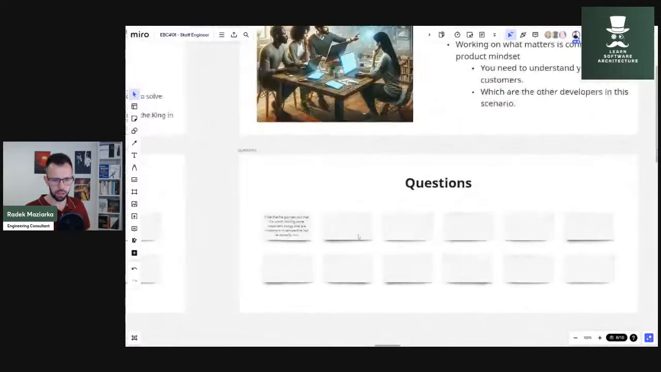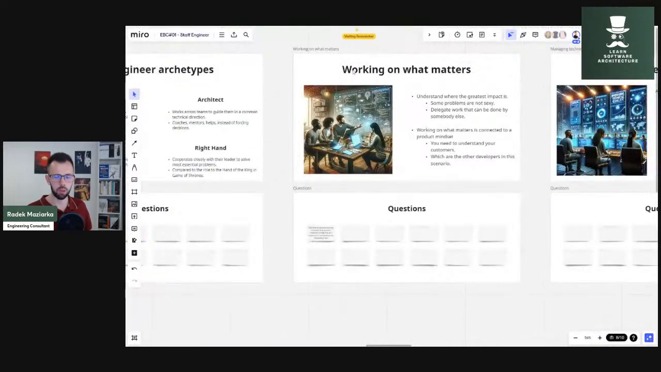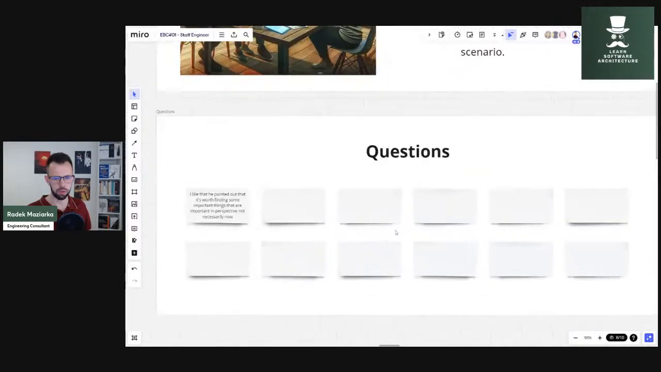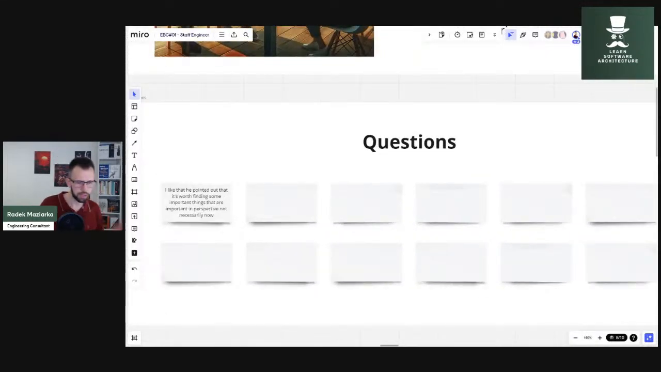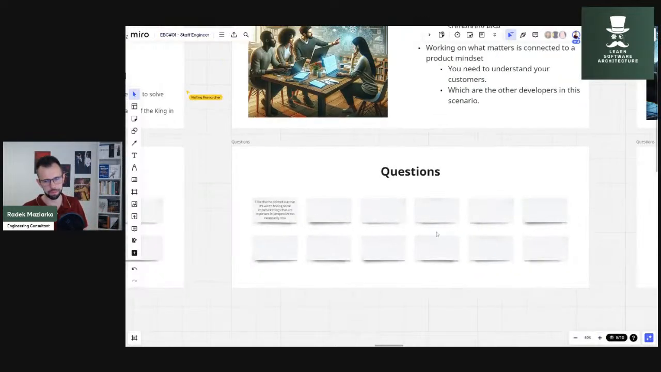Okay, I see that there is a question here connected to the previous slide, so I can focus on that right now. I see it's more a comment than a question. I like that you pointed out that it's worth finding the things that are important, not necessarily right now. Yes, there are some problems that you should focus on right now, because they can pose a threat to your company, but there are also problems that are very viable to solve in the longer run, and you need to weigh these two options to decide what you should focus on.